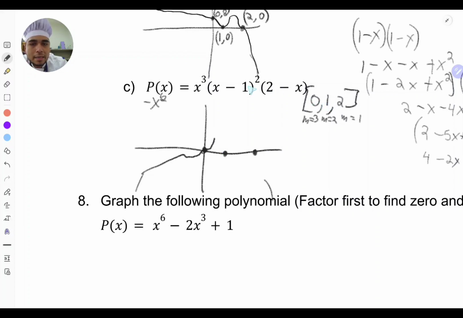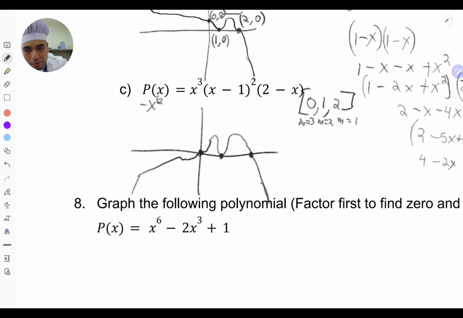The 1 has a multiplicity of 2, so it should look something like this, okay? And the 2 has a multiplicity of 1, so it should look something like that, right? So if you were to zoom in on this location right here, it should look like a cubic. If you were to zoom in on this location right here, it should look like a square. And if you were to zoom in on this location right here, it should look linear.